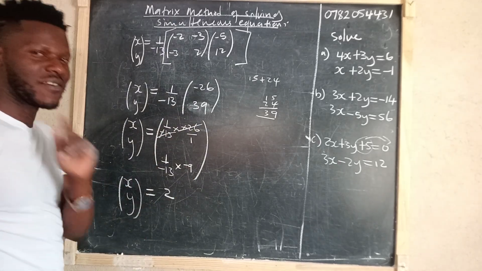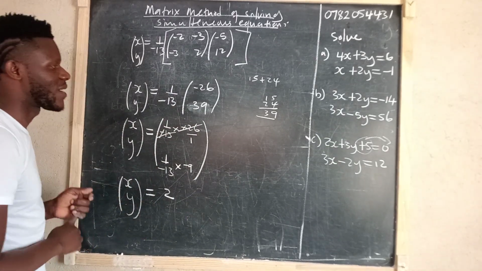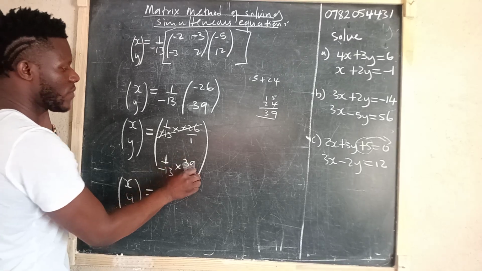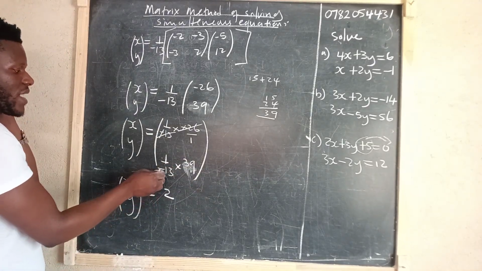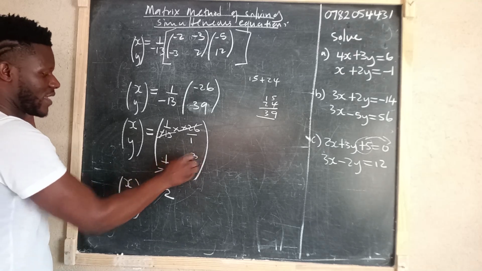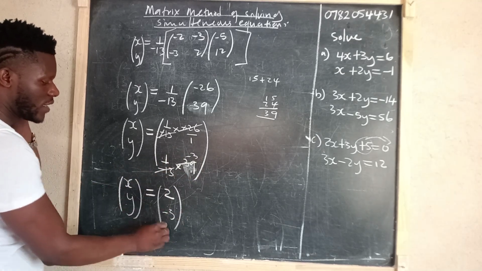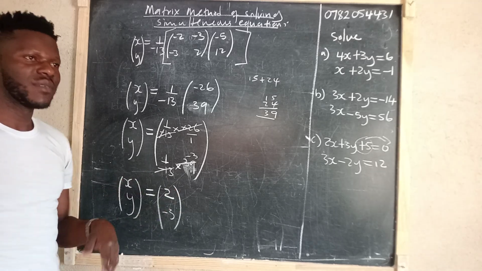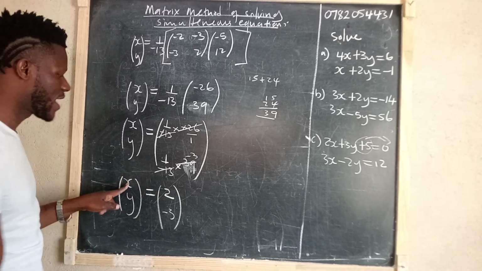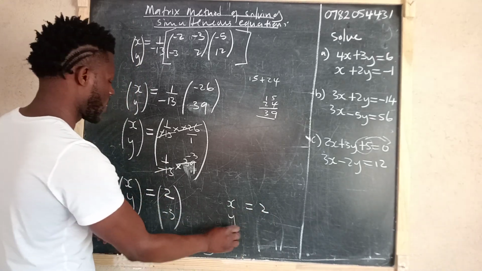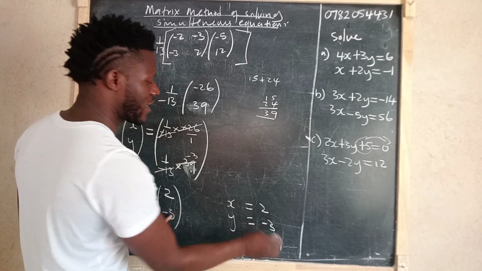It's good. You must feel that you made a mistake somewhere. So it should be 39. Anyways, minus 13 into 39, we get minus 3. And now we have equivalent matrices. When two matrices are equal, it means corresponding values are equal. So x is equal to 2 and y is equal to minus 3.